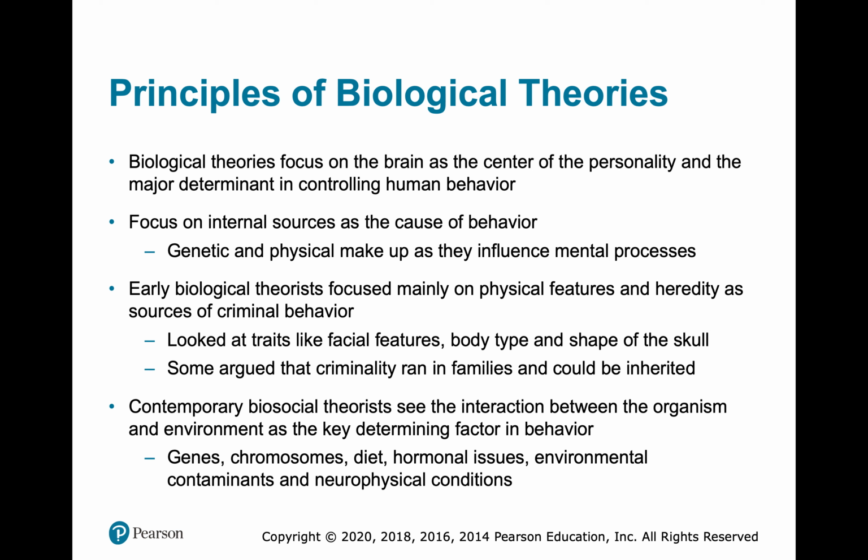Now, some principles of biological theories focus on the brain as the center of personality and the major determinant in controlling human behavior. And it's focusing then on those internal sources, so our genetics and our physical makeup, how they influence our mental processes. Now, these early theorists focus mainly on physical features and heredity. They looked at things like facial features, body type, and shape of the skull. Some argued that criminality ran in families and could be inherited.